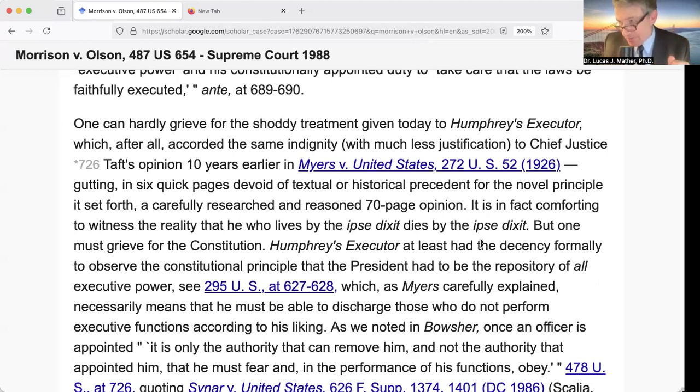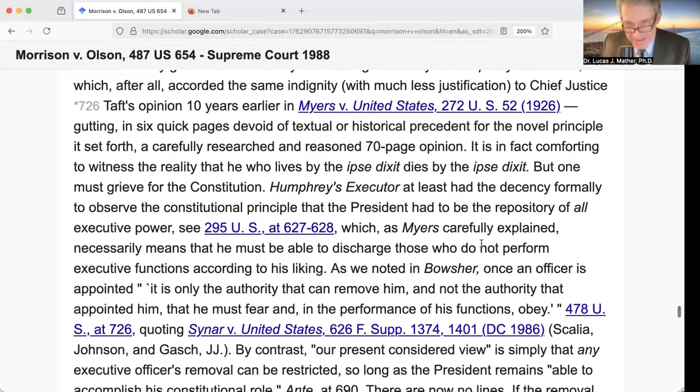That's what he's doing. After all, according to the same indignity, with much less justification, to Chief Justice Taft's opinion 10 years earlier in Myers versus United States, gutting in 6 quick pages devoid of textual or historic precedent for the novel principle it set forth, a carefully researched and reasoned 70-page opinion. It is, in fact, comforting to witness the reality that he who lives by the ipse dixit dies by the ipse dixit. But one must grieve for the Constitution.